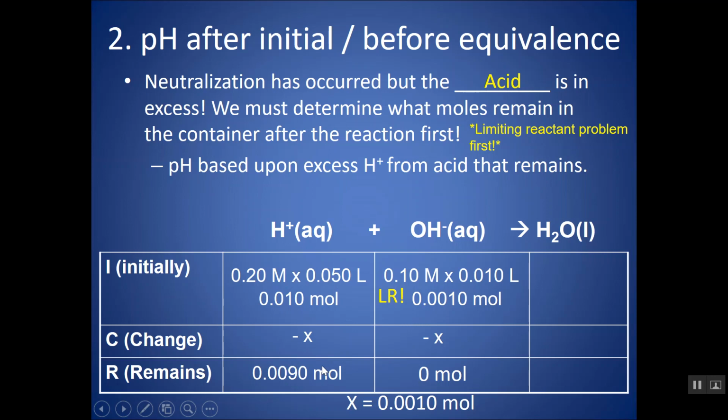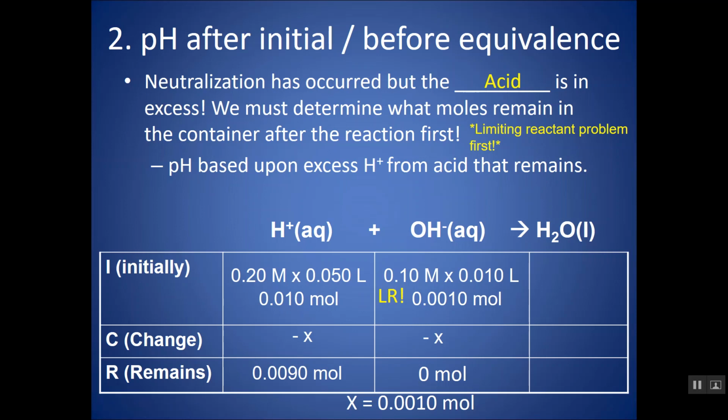And again, you don't have to organize this in terms of an ICE box, in this case an ICR box, but do make sure that you change your molarities into moles, and do make sure you figure out how many moles of H+ are left in your container. That's what you're going to base your pH upon, because you don't have your starting H+ anymore. You now have less of it because some of it reacted with your base.